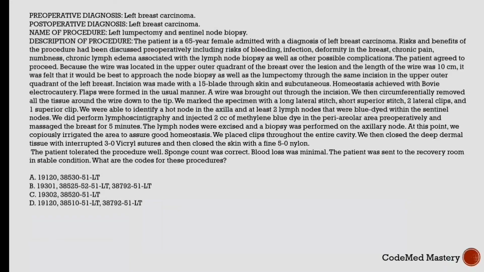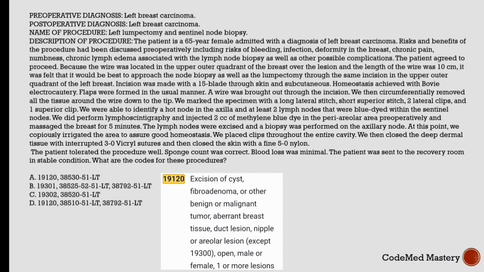First, read the procedure. Name of the procedure: left lumpectomy and sentinel node biopsy. Now, let us look at the options. Let us look at the first code from each option. So here we have 19120, 19301, 19302 and again 19120. So check the code 19120. 19120 is for excision of cyst, fibroadenoma or other benign or malignant tumor, aberrant breast tissue, open, male or female, one or more lesions. Now check the code 19301.